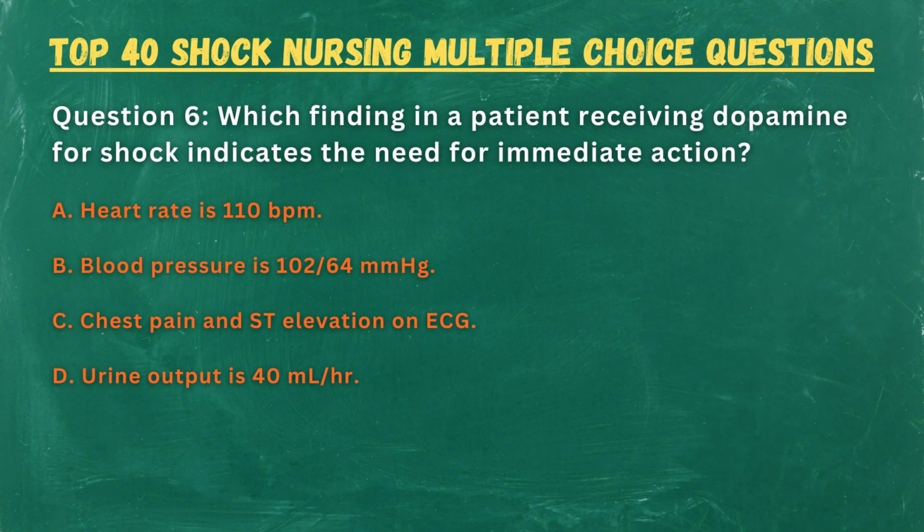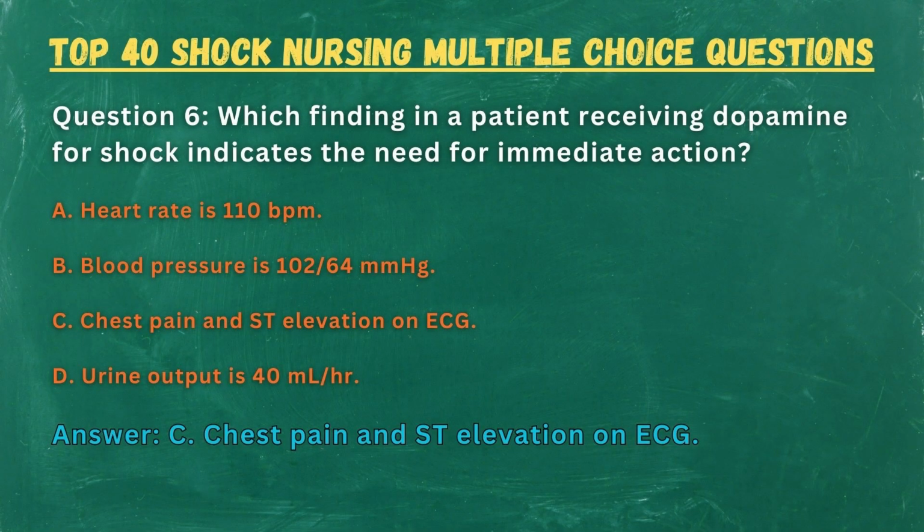Question 6. Which finding in a patient receiving dopamine for shock indicates the need for immediate action? A. Heart rate is 110 beats per minute. B. Blood pressure is 102 over 64 millimeters of mercury. C. Chest pain and ST elevation on ECG. D. Urine output is 40 milliliters per hour. Answer. C. Chest pain and ST elevation on ECG.